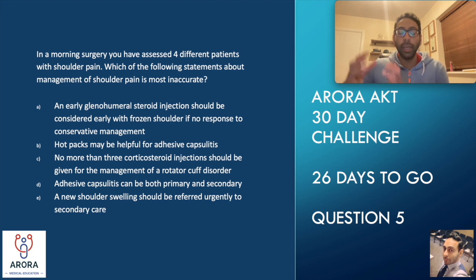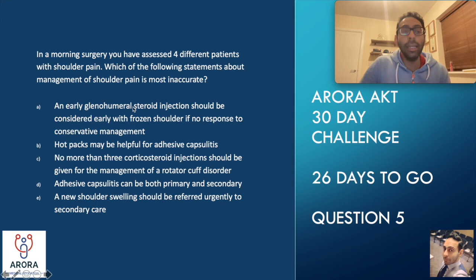If you look at NICE CKS, the guidance is pretty clear: no more than 2 corticosteroid injections should be given for the management of rotator cuff disorder. So number 1, you've got to know the number of injections. Number 2, you've got to make sure you're in the right condition, because there are different guidelines for, say, frozen shoulder in terms of injections than there are for rotator cuff disorder. But C is the right answer, so well done if you got that. All the other statements are accurate or true.